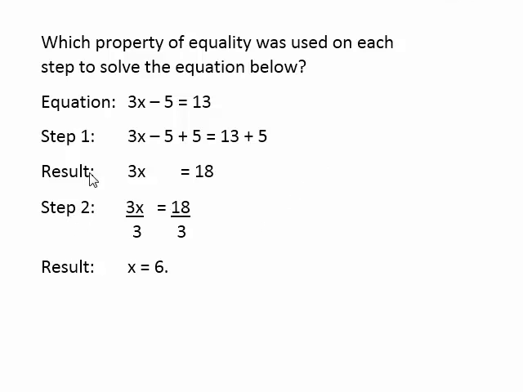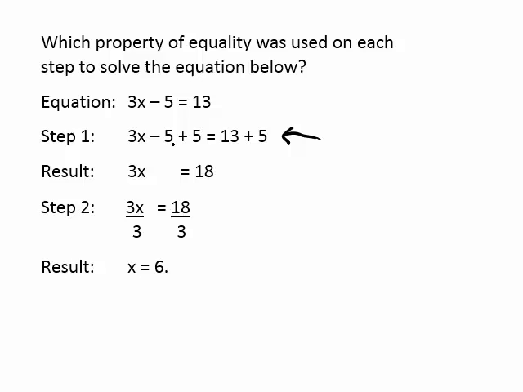So, taking a look at an example, which property of equality was used on each step to solve the equation below? I've organized this so that you have the original equation, and then I have step 1 written, so we've done something to go from the original equation to step 1. Then I have the result written, and then step 2 shows us what we're doing to the result, and then the result of that. So step 1, what did we do to the original equation to get to step 1?